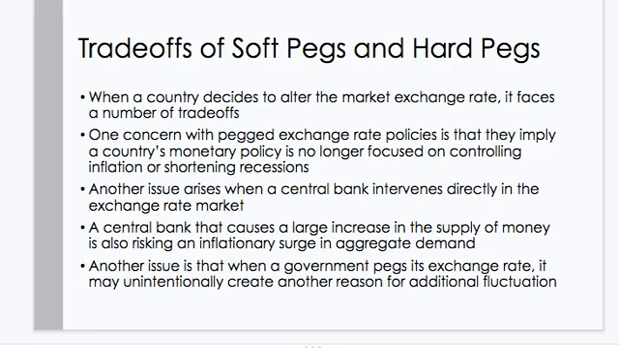Trade-offs of soft pegs and hard pegs. When a country decides to alter the market exchange rate, it faces a number of trade-offs. One concern with pegged exchange rate policies is that they imply a country's monetary policy is no longer focused on controlling inflation or shortening recessions. Another issue arises when a central bank intervenes directly in the exchange rate market. A central bank that causes a large increase in the supply of money is also risking an inflationary surge in aggregate demand. Another issue is that when a government pegs its exchange rate, it may unintentionally create another reason for additional fluctuation.